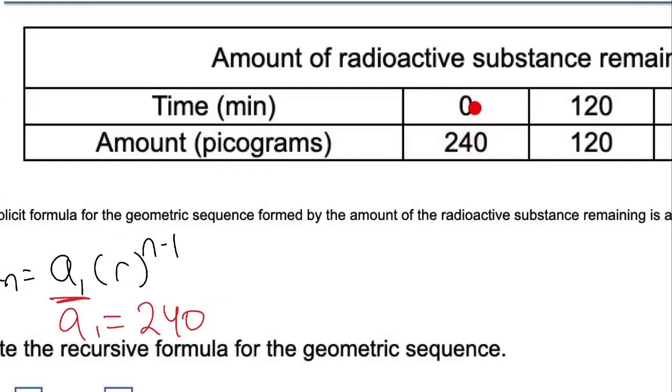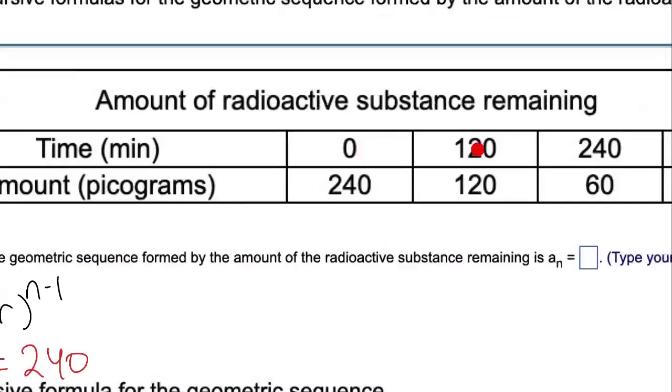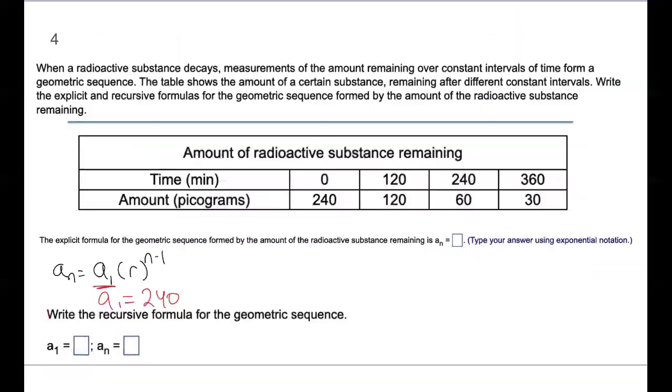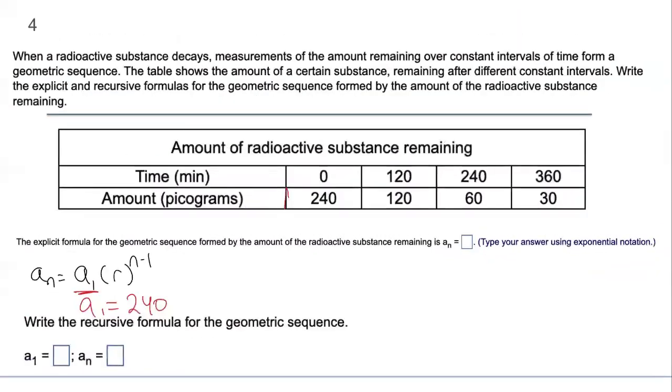This is just the amount of time. So this is what the time starts at. Then it goes to 120, then 240, 360. So this is not the first term. It is actually 240. So do not get confused, especially when you get to the table. This is the starting amount.